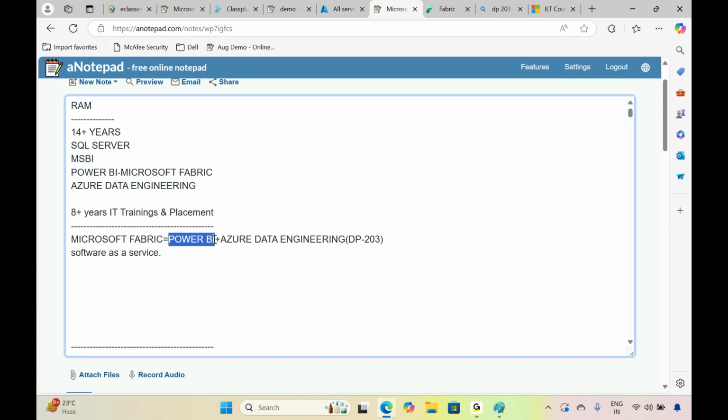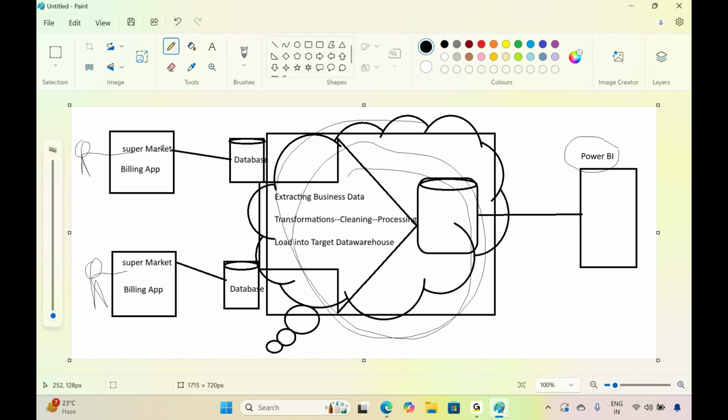Okay, what will an Azure data engineer and a Power BI developer do? Where exactly are we going to implement these kinds of things? Let's take one use case scenario. For example, I have a supermarket over here. Inside the supermarket, there is a billing application. Every customer will come to the supermarket, and then he is going to do a transaction by purchasing the product.